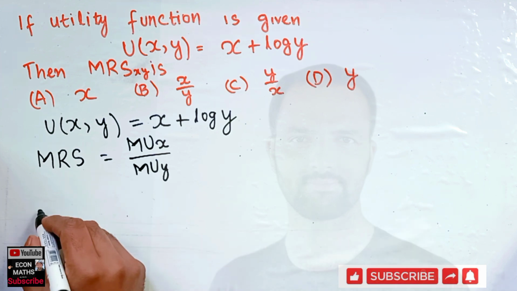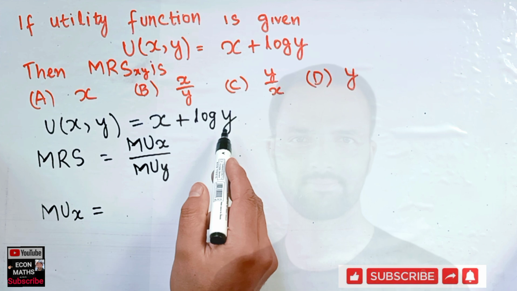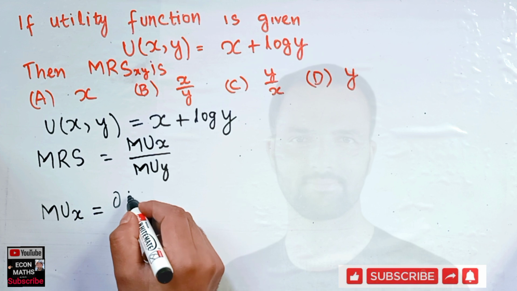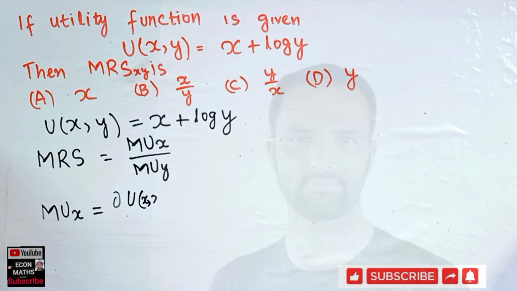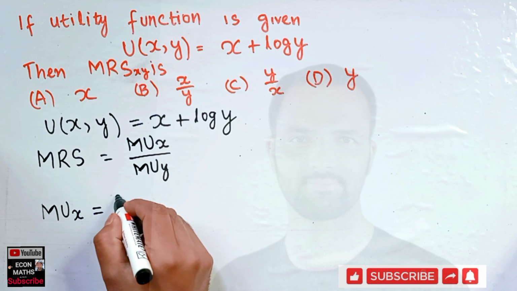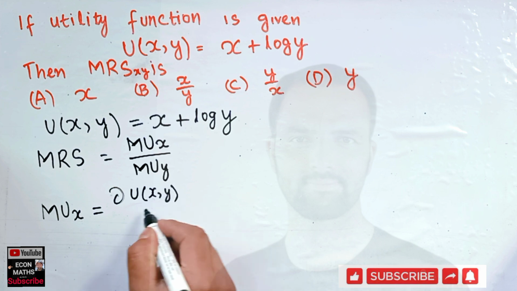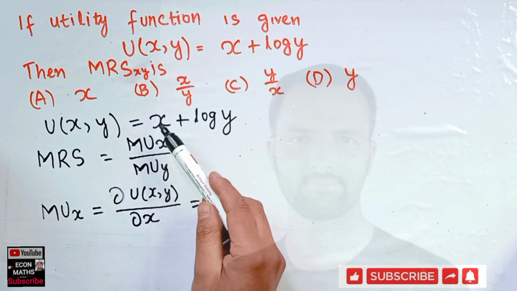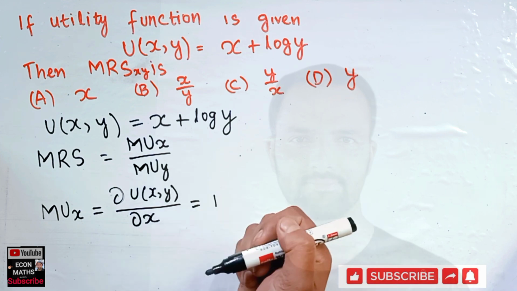Now what is the marginal utility of x? Marginal utility of x means differentiating the utility function with respect to x. That means partially differentiating this utility function, that is u(x, y), with respect to x, to get the marginal utility of x. Now what is the derivative of x? It is 1, by the power function rule.